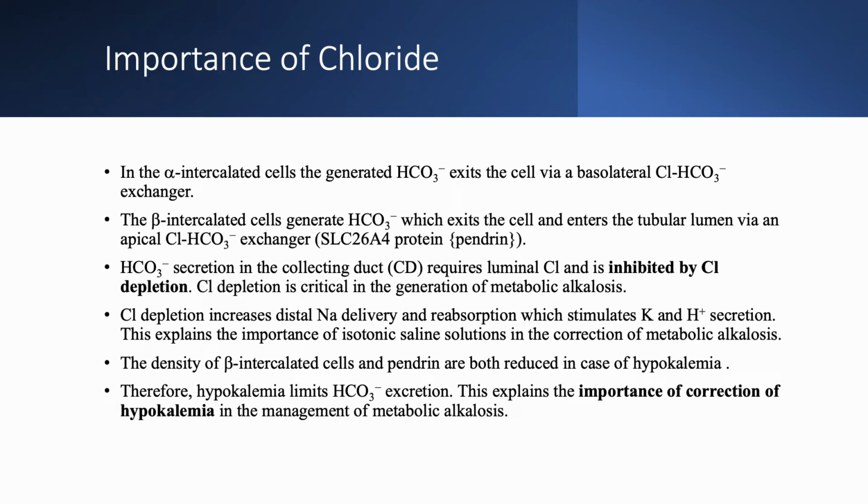Now, the density of the beta intercalated cells and pendrin are reduced in case of hypokalemia. This is why in metabolic alkalosis you also have to correct the hypokalemia. Hypokalemia limits bicarbonate excretion. This is why when you have metabolic alkalosis, you have to replace volume. How do you replace volume? Well, you replace it with 0.9% saline, and you want to correct hypokalemia. And this is how you get rid of at least most cases of metabolic alkalosis.